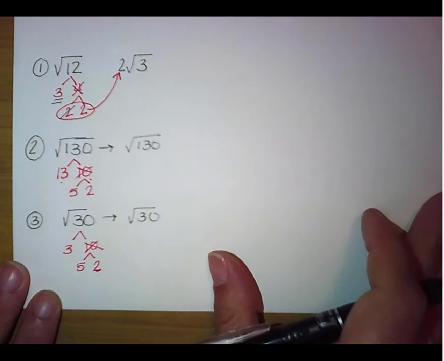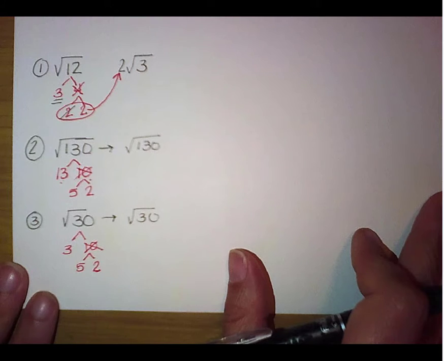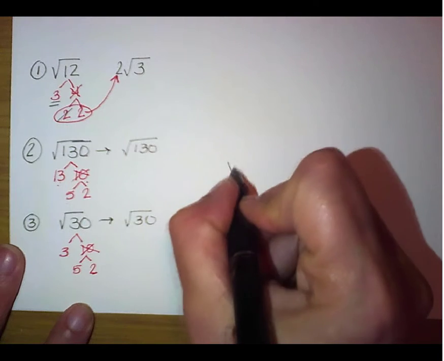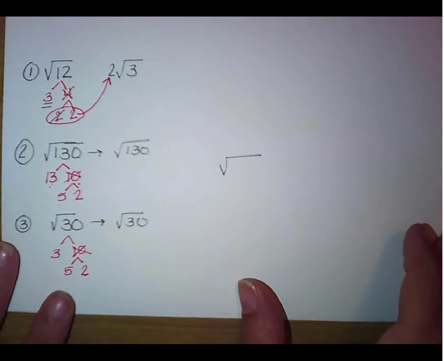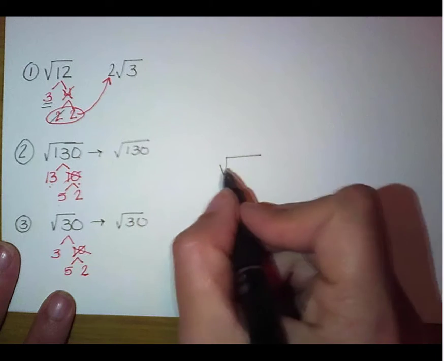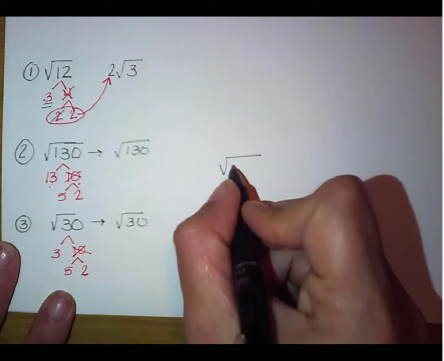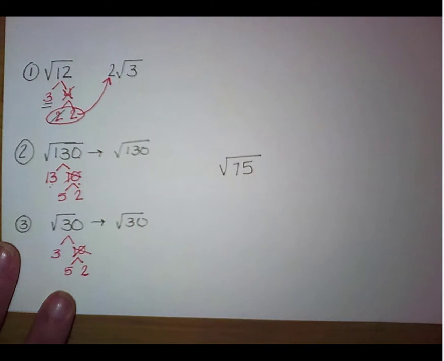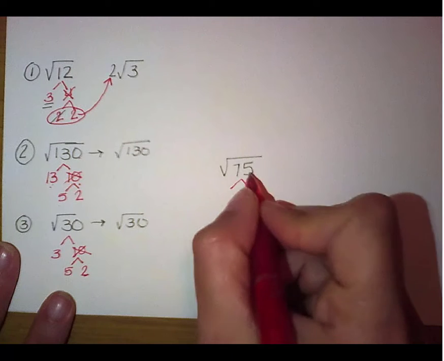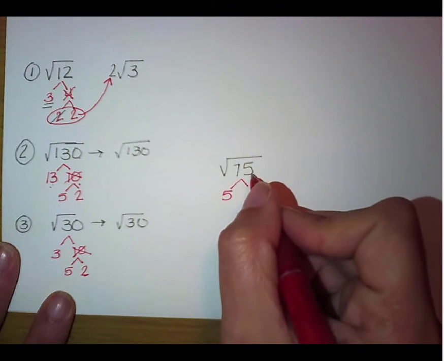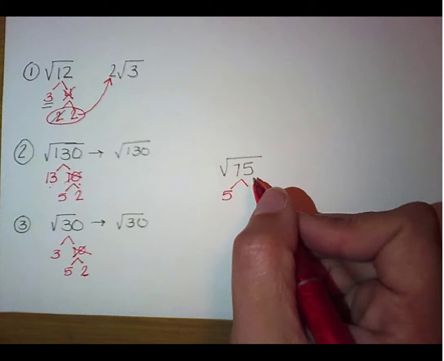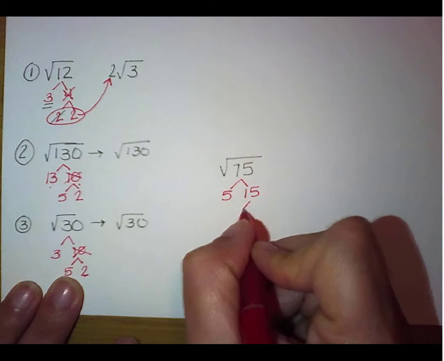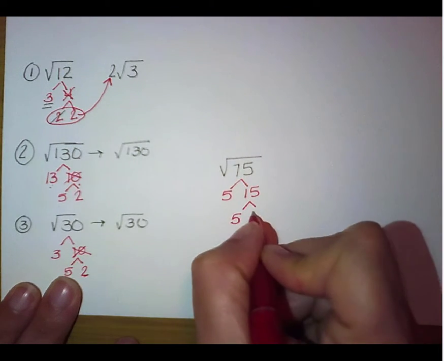Let me give you one more example where it actually does work out and we can pull a number out. So let's say we had the square root of 75. Okay, so again, we wanted to break this apart. So 75 is definitely divisible by 5 since it ends in a 5. And 75 divided by 5 would actually give you 15. Then we could break 15 apart because 15 is 5 times 3.